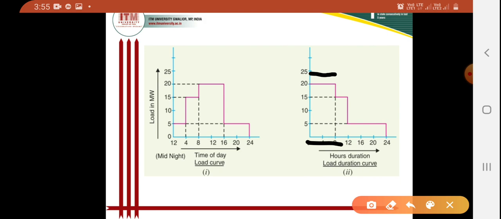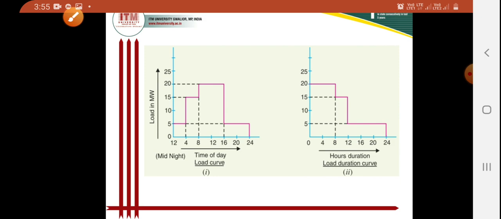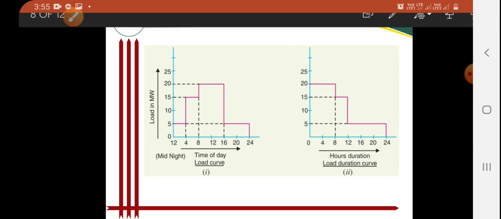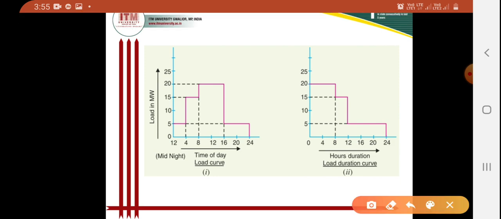Then what is the next demand? The next demand is 15 megawatt, and the duration of this demand is 4 hours. So I have to keep the next demand after the maximum demand. This is our next demand, and the duration is 4 hours, from 8 to 12. I have to show 15 megawatt consumption for these 4 hours.